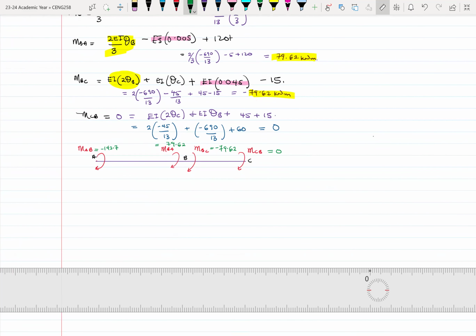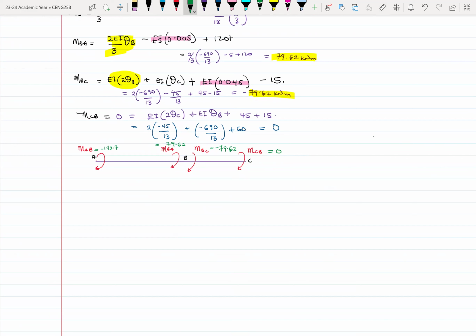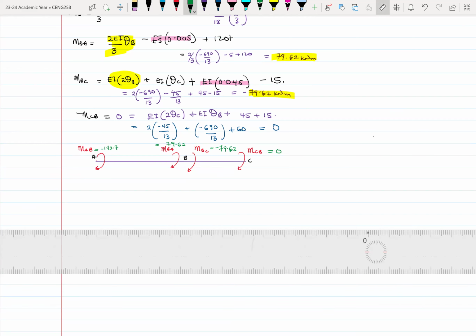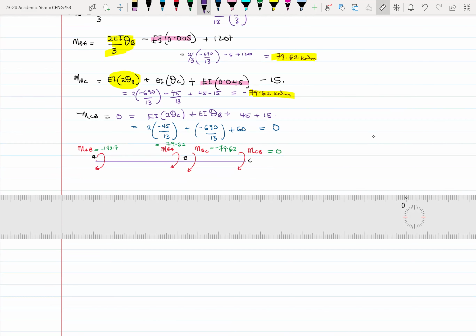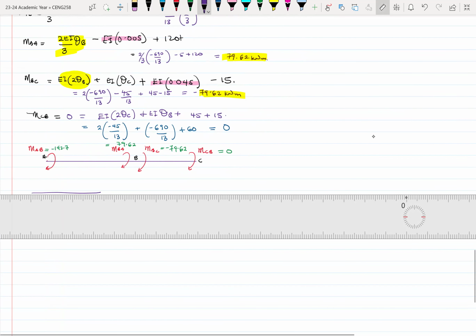Once we have the moments, our next step is to find the support reactions, right? So we break the entire beam into separate spans. We go with span AB.